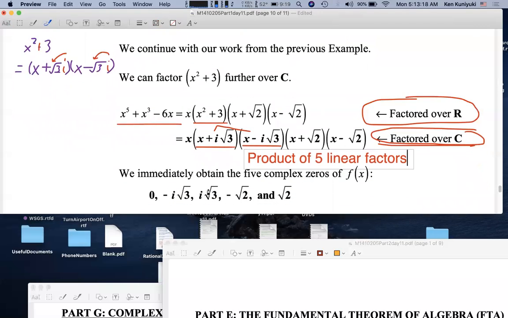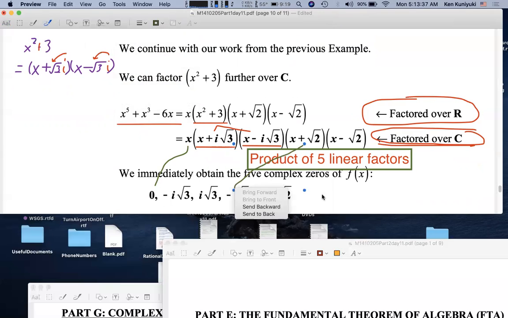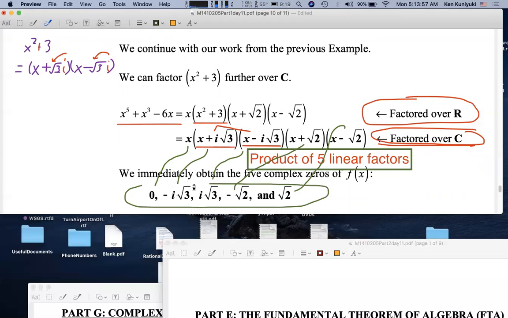Well, we already got the 3 real zeros from earlier when we factored over R. Because x was a factor, 0 was a zero. Because x plus root 2 is a factor, negative root 2 is a zero. And because x minus root 2 is a factor, positive root 2 is a zero. But now, since x plus i root 3 is a factor over C, negative i root 3 is a zero. And because x minus i root 3 is a factor, i root 3 is a complex zero. So these are the 5 complex zeros.